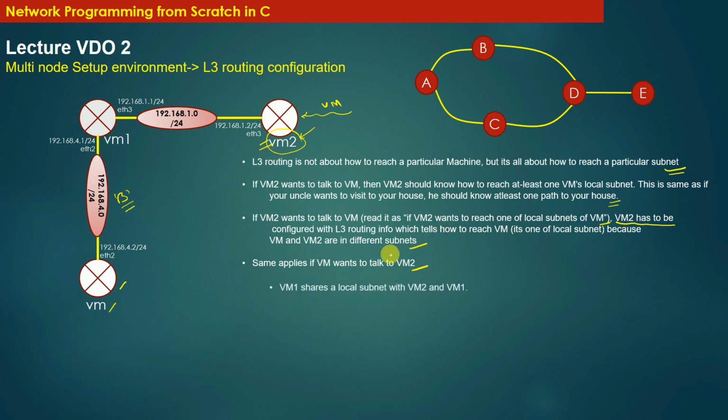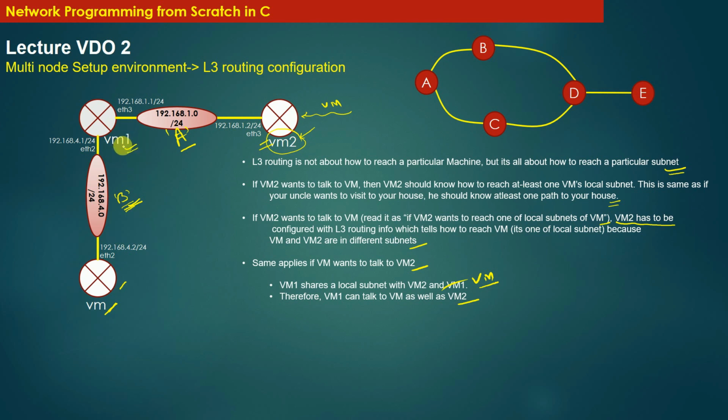So going forward, VM1 shares a local subnet with VM2 and VM. This is a correction, it's a VM. Right? To elaborate this point, VM1 has a local subnet A. So note that the subnet A is a local subnet of VM1 as well as VM2, and the subnet B is a local subnet of VM1 and VM. So in this topology, VM1 has a local subnet A which is shared by VM2, and VM1 has a local subnet B which is shared with VM. Therefore, VM1 can talk to VM as well as VM2 without any L3 routing information, because both the routers, that is VM and VM2, are directly connected routers to VM1. And both the routers fall in the local subnet of router VM1.